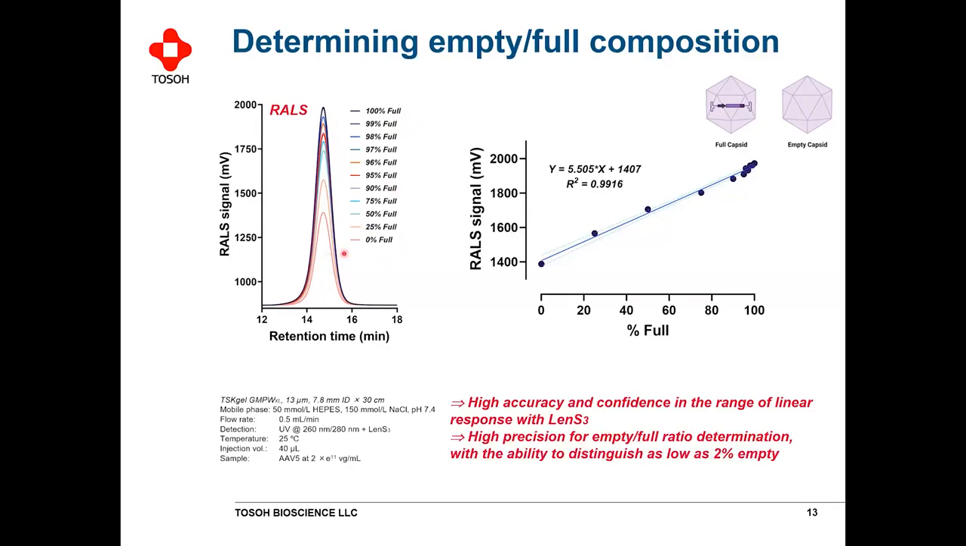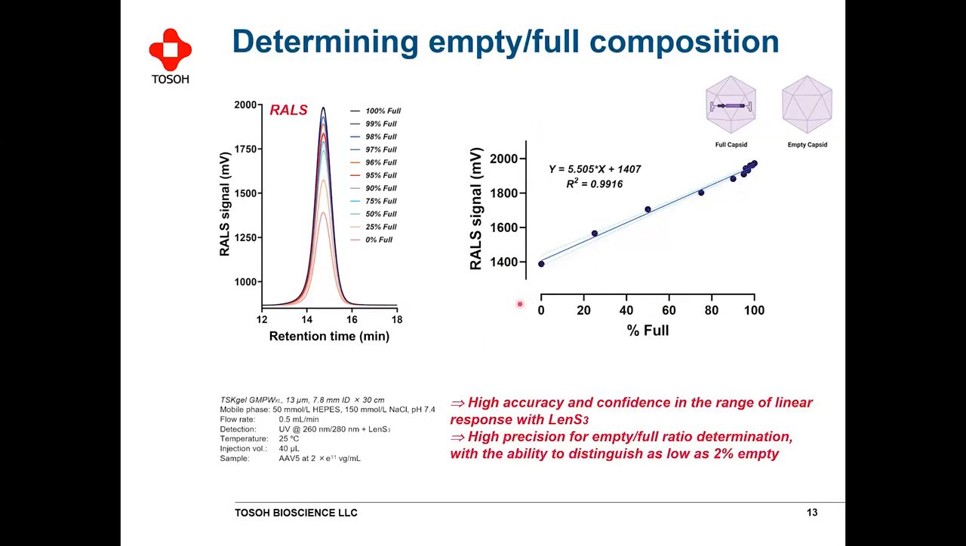And so what you see right here are the chromatograms from the RALS, the right angle light scattering signal. And again, we can plot that on the right-hand side to get some quantitative information about these chromatograms. On the y-axis, this is the signal from light scattering plotted as a function of how much of those capsids contain the intended genomic sequence.